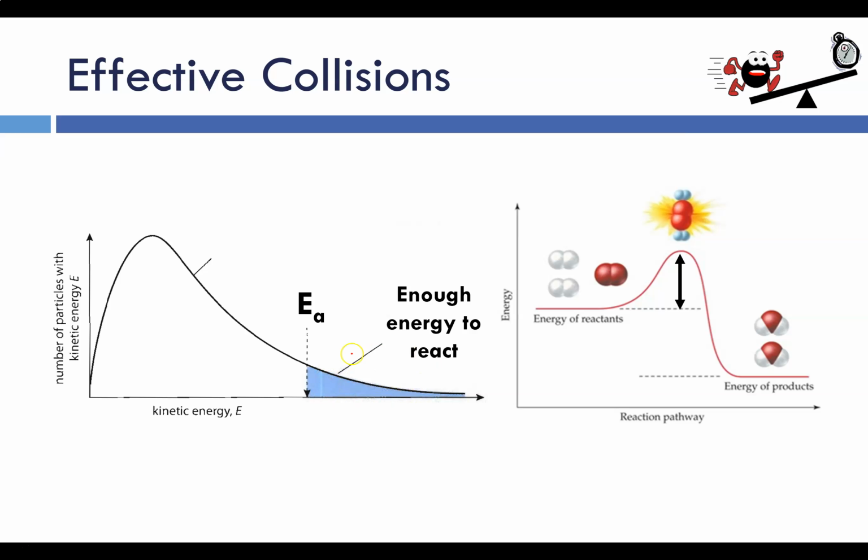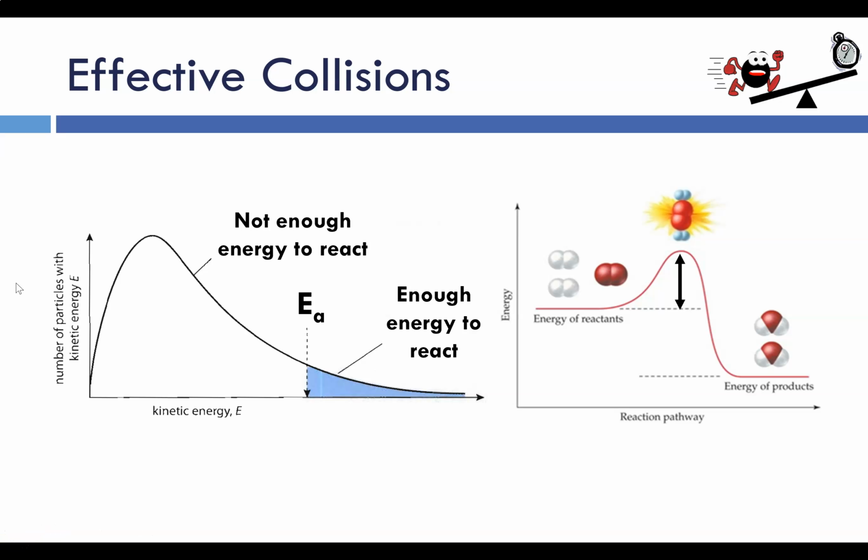You'll notice that only a small fraction, in this case, of the molecules have enough energy to react. The vast majority of them aren't moving fast enough. They don't have enough energy to react. So when they collide, they won't hit with enough force to get all the way up that hill. Only the ones in this blue section of the graph have enough energy to get all the way up the hill, have that effective collision, and then go on to form products.